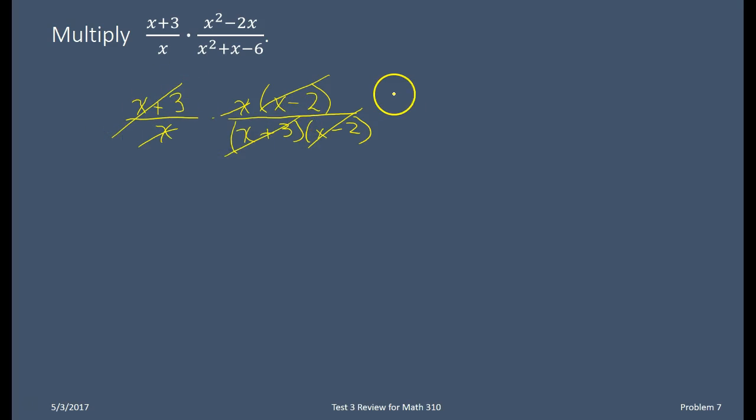Now here's where you need to be careful. Every time you canceled, what you're leaving is a 1. So we have 1 times 1 times 1 equals 1 in the numerator, 1 in the denominator. So our answer is going to be 1.